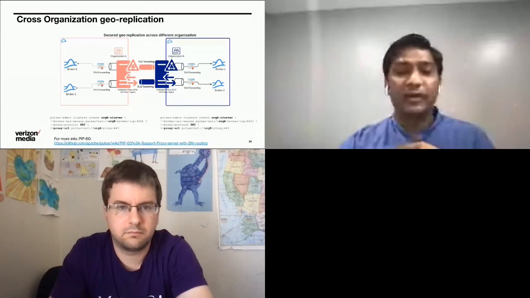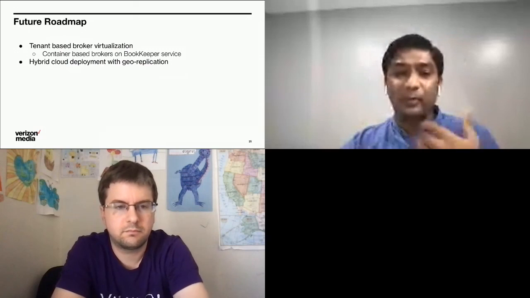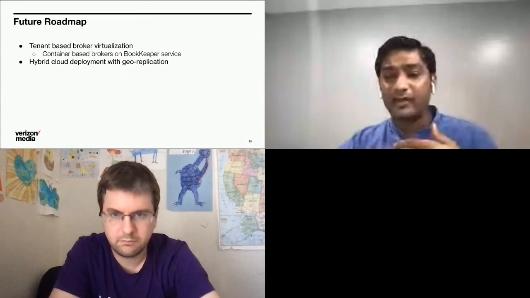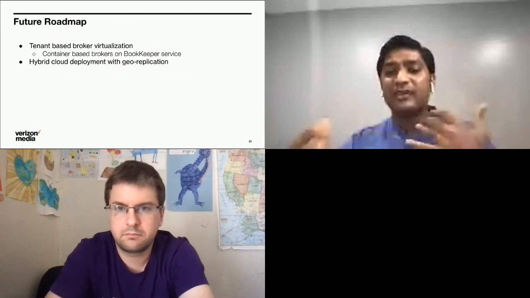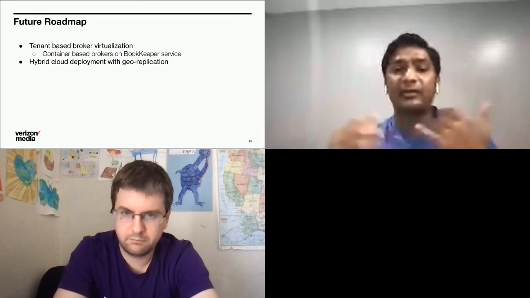And about the future work regarding multi-tenancy in Yahoo, we'll be working on tenant-based broker virtualization, where we can have tenant-specific broker containers on top of a centralized BookKeeper service, which gives elasticity when a tenant needs higher fan in, fan out based on their own peak traffic.